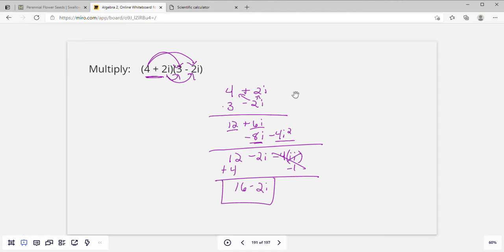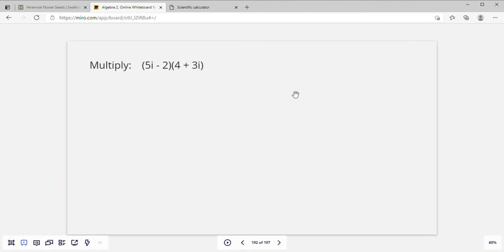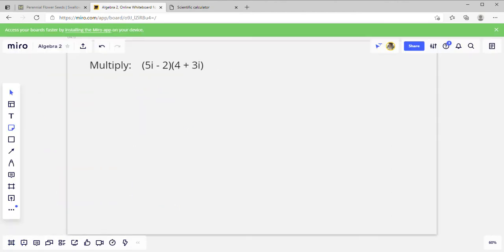Alright, let's try another one. This one I'll just do it rainbowing. I won't bother with the stacking. Alright, 5 times 4 is 20i. 3 times 5 is 15. And that'd be i squared. That one's got i squared, so 2 i's.